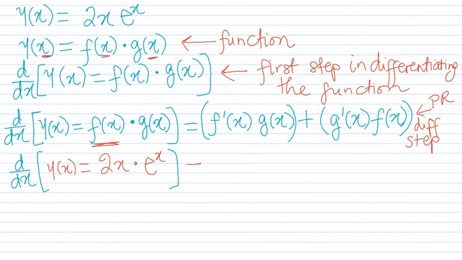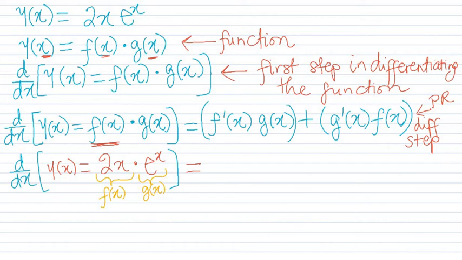Now one thing we need to know is this. We're going to assign what f of x and g of x are here, just to be helpful for us. So in this case, we're going to call 2x f of x, and I'm going to call e to the x g of x. Okay, so 2x is f of x and e to the x is g of x. Okay, so now let's start to substitute, right?